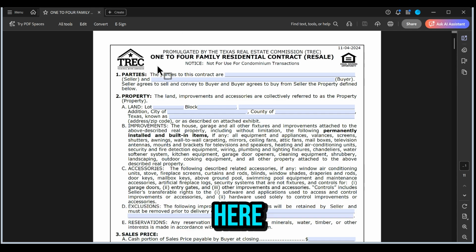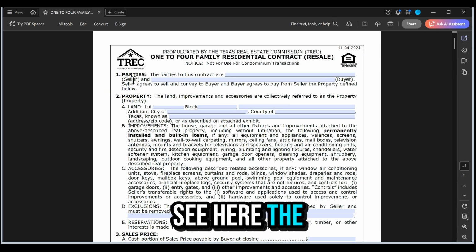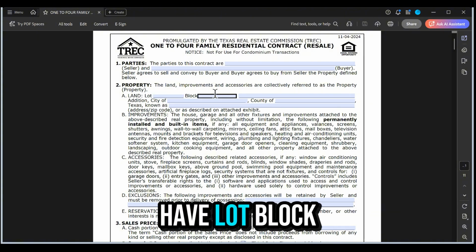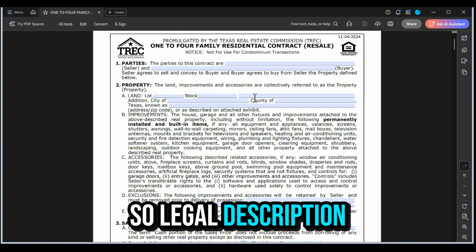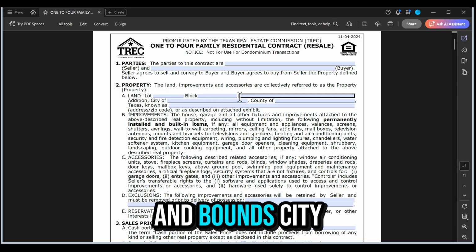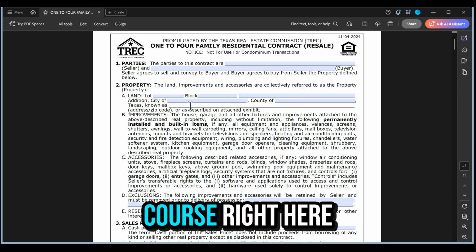Just a quick little summary here. They're going to say here the party seller, and this is the buyer. You're going to put your full name there. Then you're going to have lot, block, and legal description. The legal description you can get from your county appraisal district. It's the metes and bounds of city, county, and then of course right here is your address.